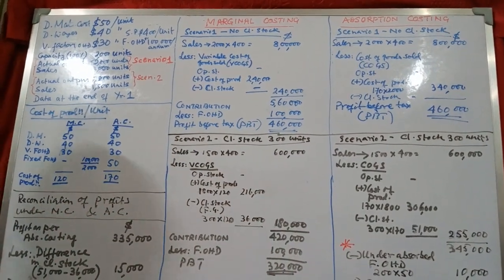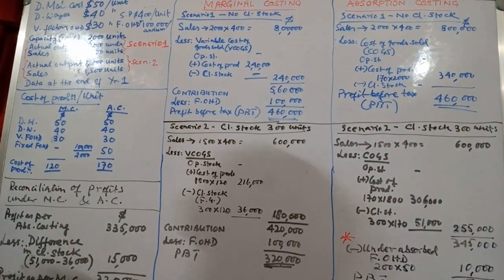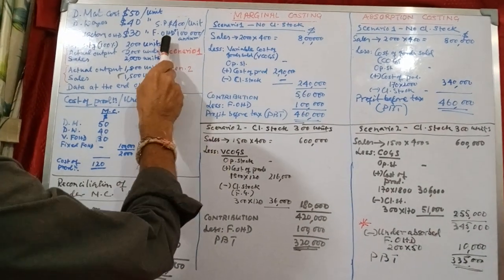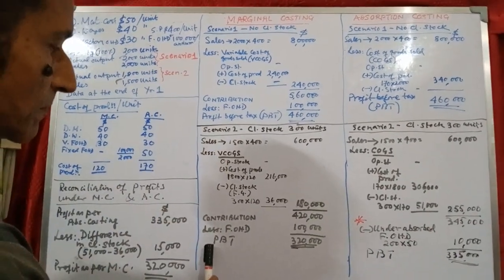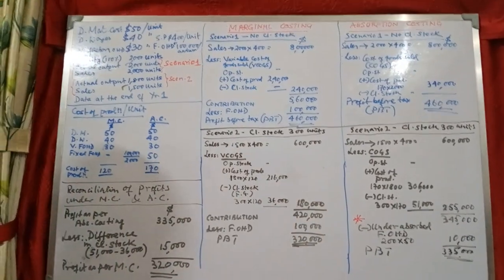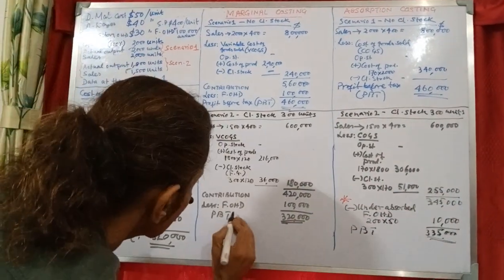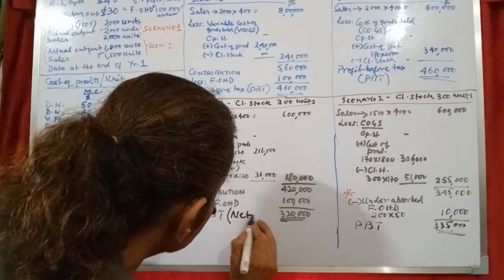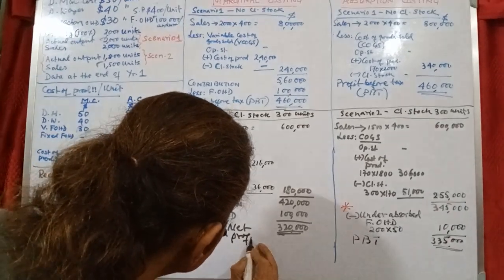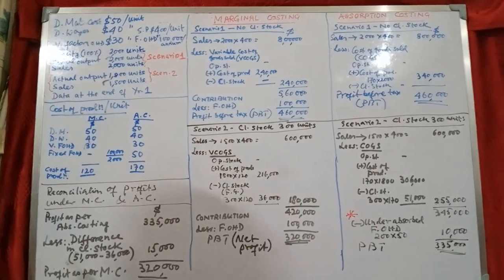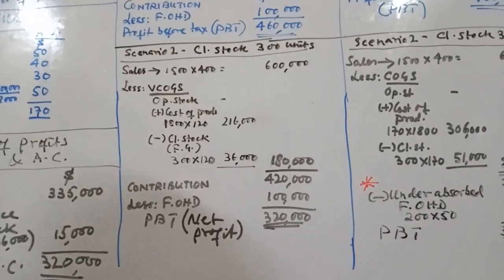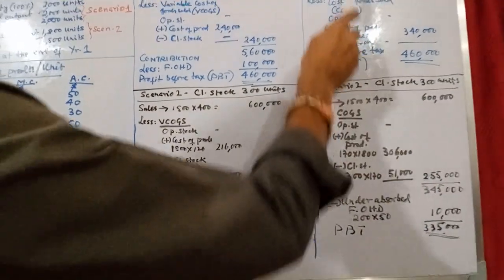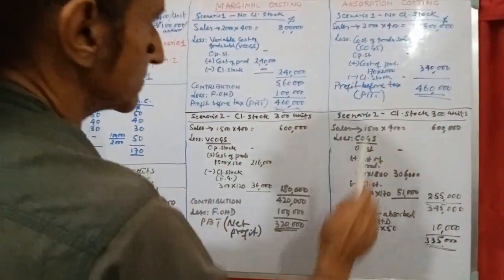From contribution we deduct fixed overhead as we do in marginal costing. So contribution minus fixed overhead of 100,000, we get PBT, profit before tax. PBT, you can also call it net profit, same thing. So PBT is 320,000.